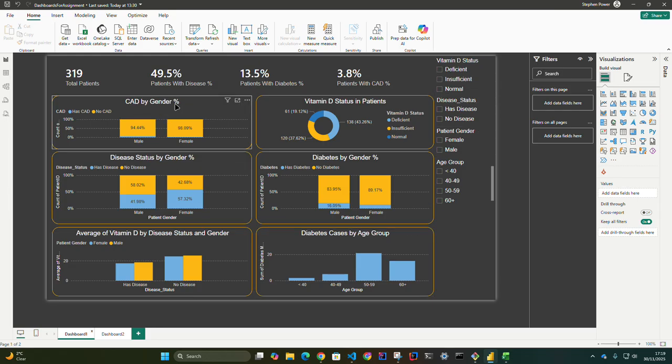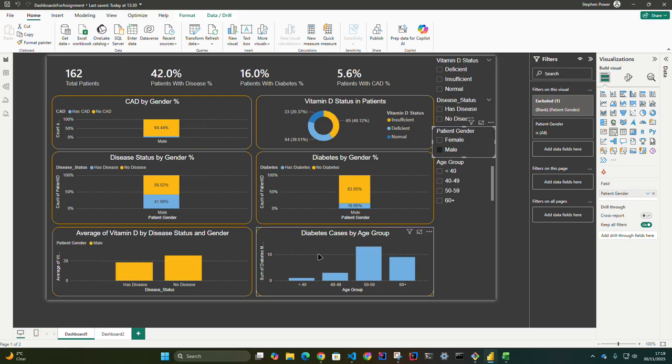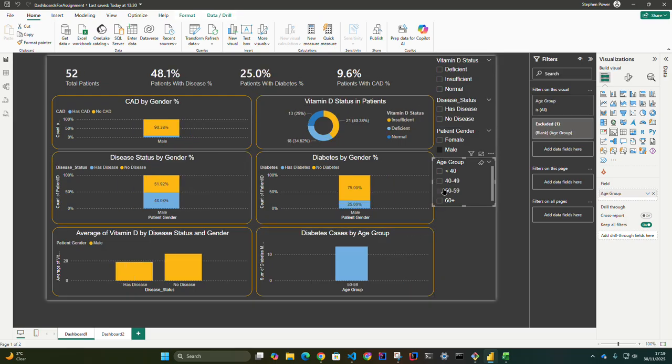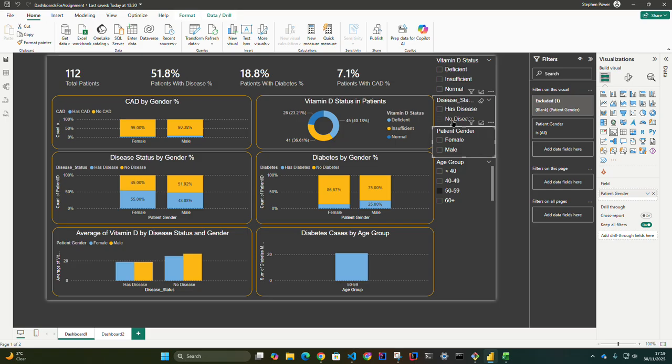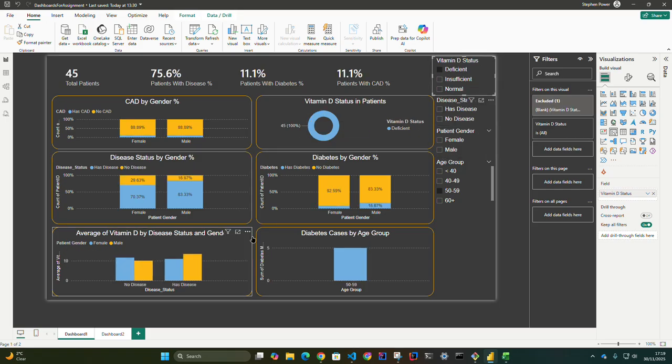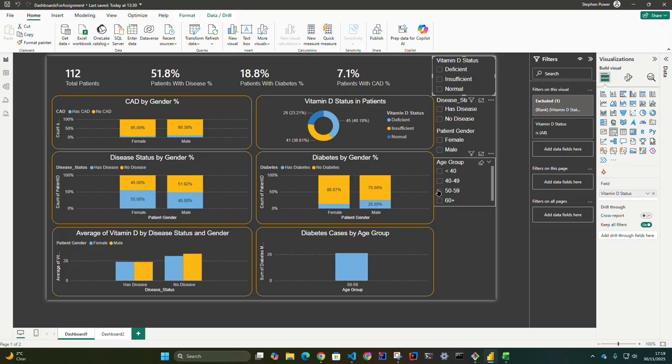This chart is CAD by gender. Then we have disease status by gender, average vitamin D by disease status and gender, vitamin D status in patients, diabetes by gender, and diabetes by age group. You can see there are just normal stacked column charts. I have a donut chart added here as well. If I use my slicers, say for the males, you can see it changes. I can do different age groups. We get rid of that, do females, has disease, let me say deficient, you can see it rises. So that's my first dashboard.